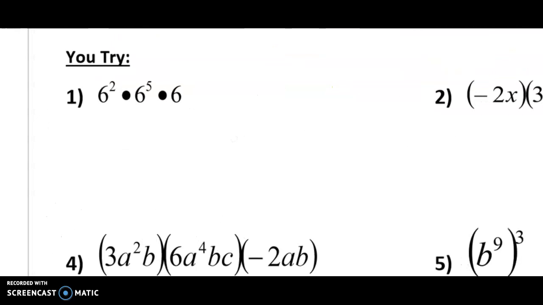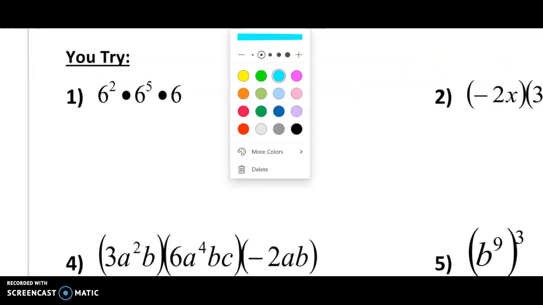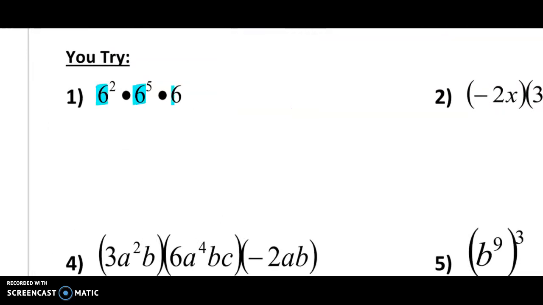So first problem, you notice we have the same bases. We have a base of 6, 6, and 6. This is like a 6 to the first power. So I'm going to take 2, add to that 5, add to that 1. Same base, they're being multiplied together, so I add the exponents. Base stays the same. 2 plus 5 is 7, plus 1 is 8. So 6 to the 8th would be my answer.